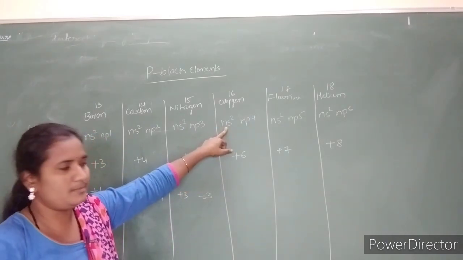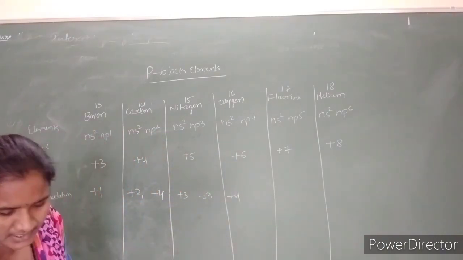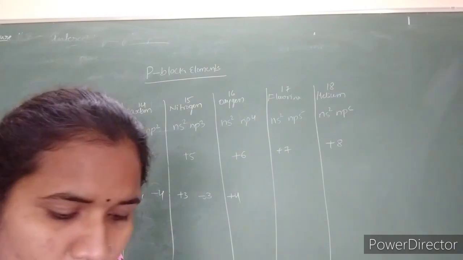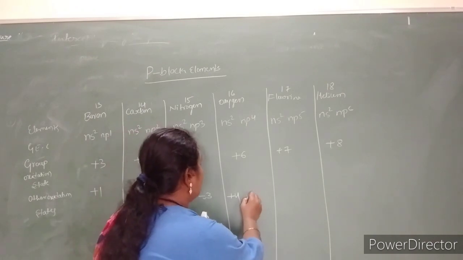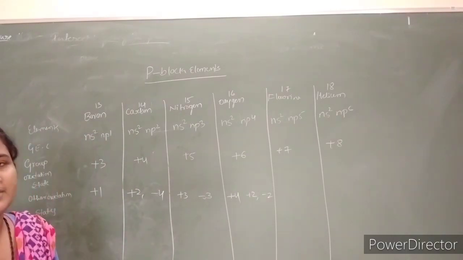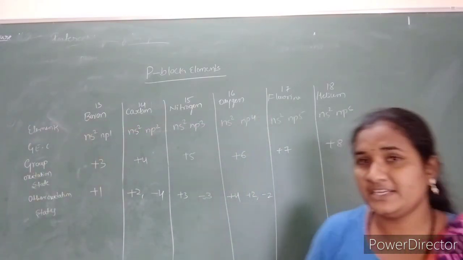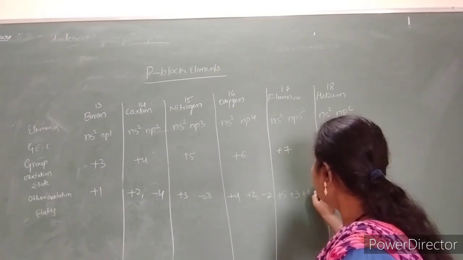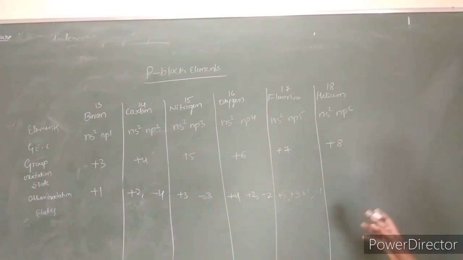The group 16 elements will show either the +4 oxidation state by removing 4 electrons from the np orbital, or they are also able to show the +2 as well as -2 oxidation state. After the addition of 2 electrons in np4, it becomes np6, again a stable one. Next, the group 17 elements will exhibit +5, +3, +1 and -1. These are the other oxidation states exhibited by group 17.